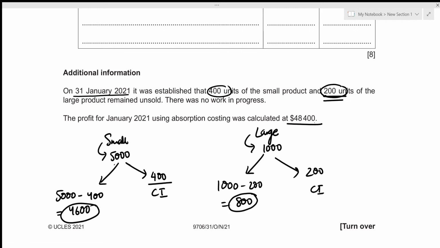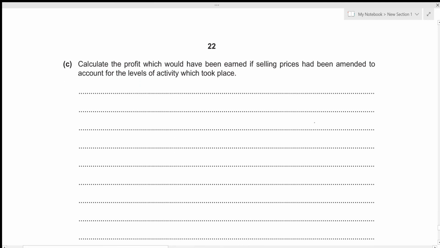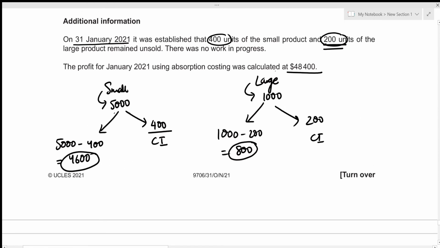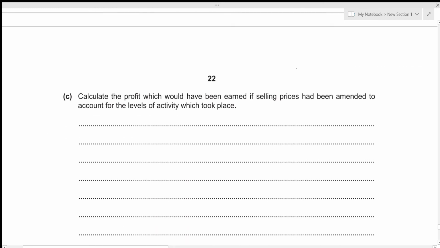Now let's have a look at our question. We need to calculate the profit which would have been earned if the selling prices had been amended to account for the levels of activity which took place. Alright, so what this means is that we're given the profit already using absorption costing calculated at 48,400. So this actually used our selling price per unit that we figured out in the first part of this question. And now what the question requires is to figure out the profit which we would have made if we used the selling prices that we figured out in the second part of this question.